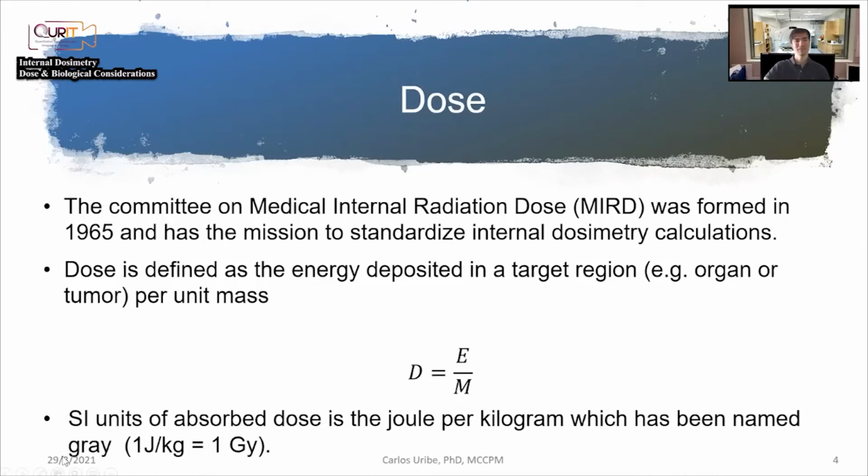So again, what you see here, the dose is you deposit some energy on some tissue, and that tissue has some mass. The energy that was deposited there is dose. So the standard unit of absorbed dose is the joule per kilogram, and 1 joule per kilogram has been called 1 gray. So when we talk about grays, we're talking about dose.